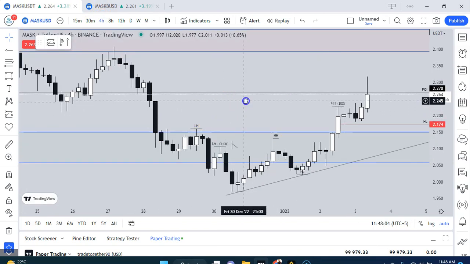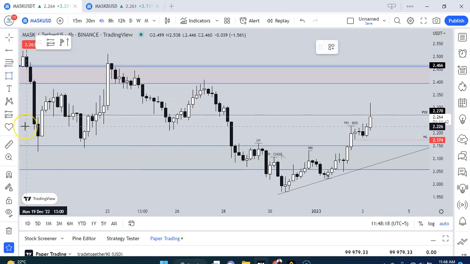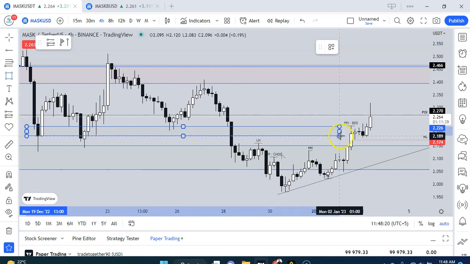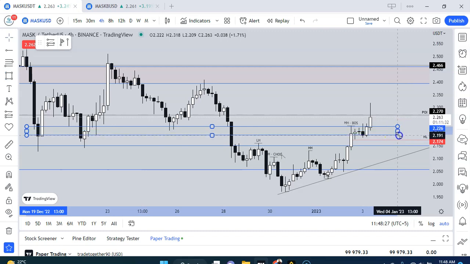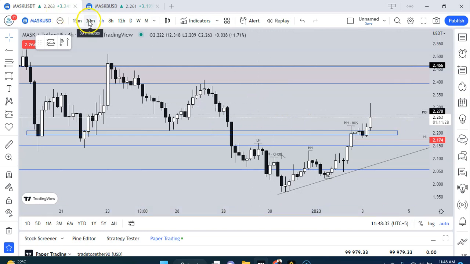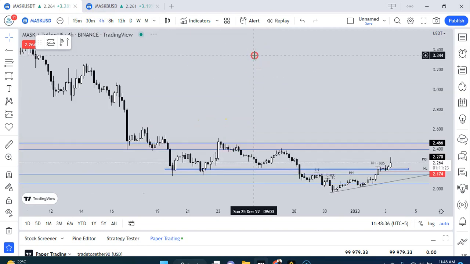And on 4 hours I will see some wicks, where the wicks are forming. This is the stop hunting area. So all right, let me mark it. Let's go on the 30 minutes chart. So let me again tell you what exactly I am doing.